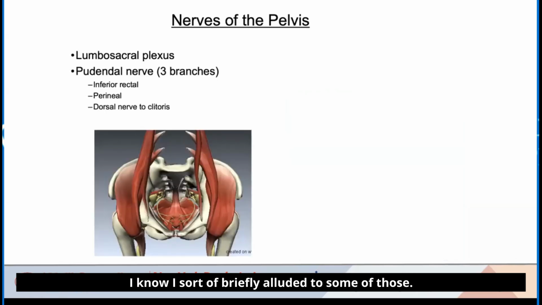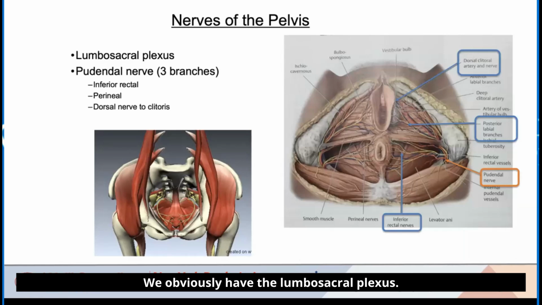I briefly alluded to some of those. We obviously have the lumbosacral plexus. We have the pudendal nerve. That is a very important nerve. You can see it pictured over here, where it's exiting through Alcock's canal and then dividing into the inferior rectal nerve, the perineal division, and the dorsal clitoral nerve as well. That's going to give you a lot of sensation around the vulvar region as well as the perineum and even posterior towards the rectal area. So we want to think about that as well in terms of potential pain generators.